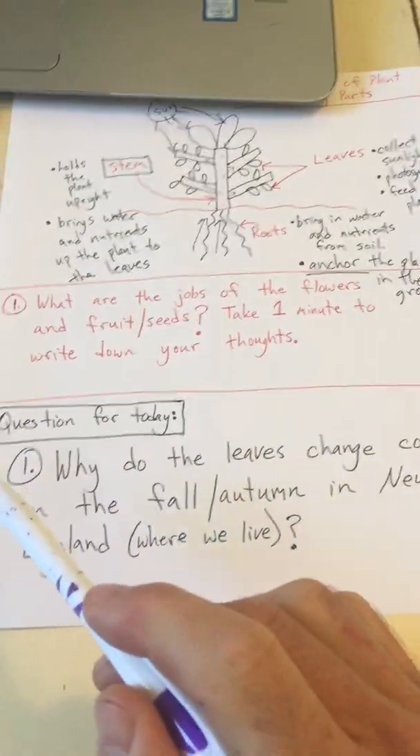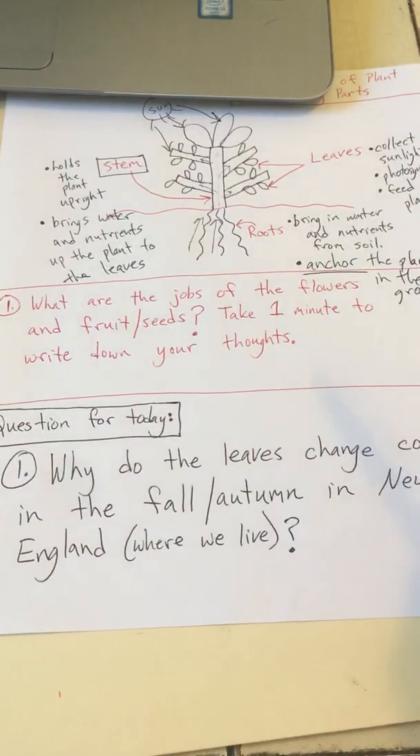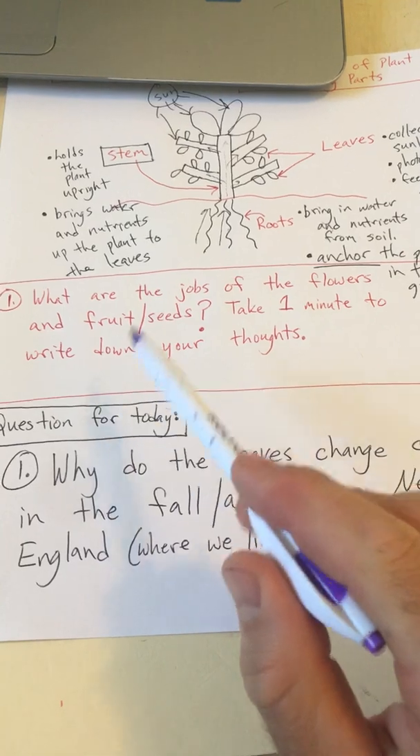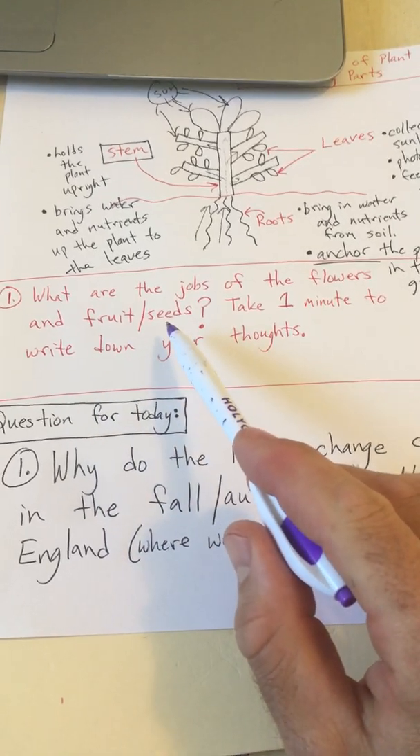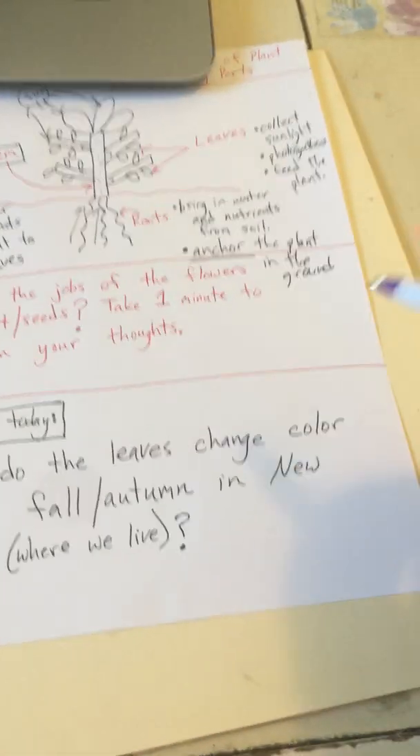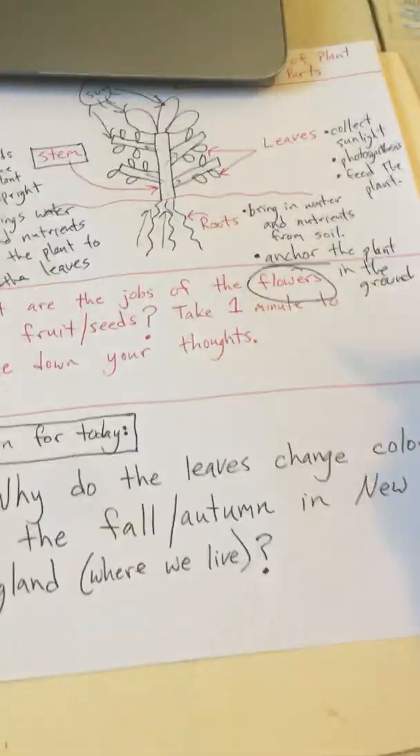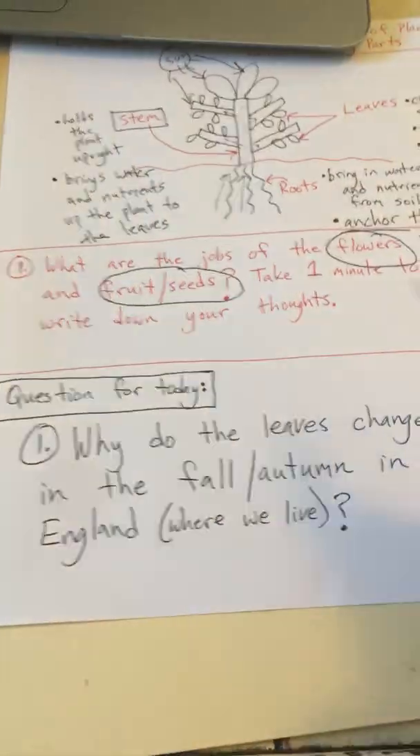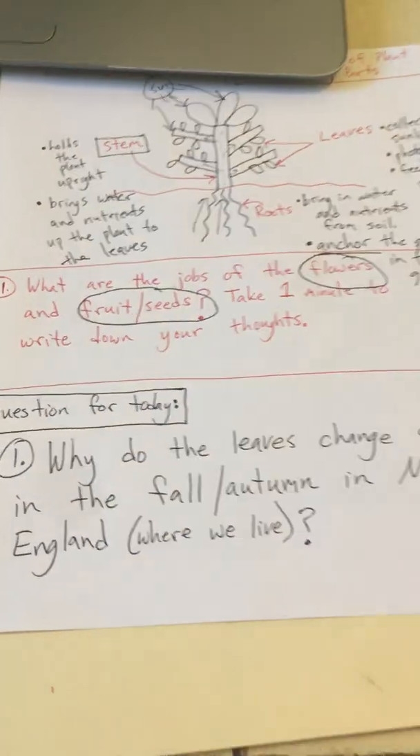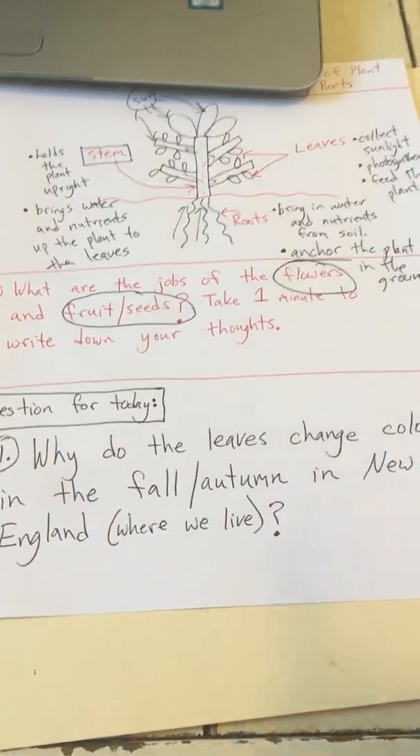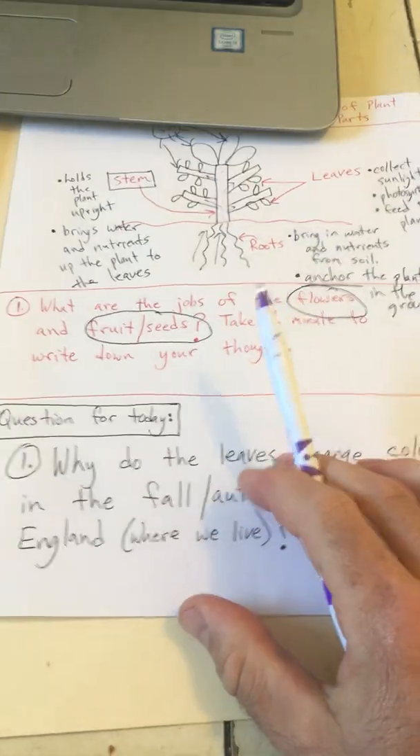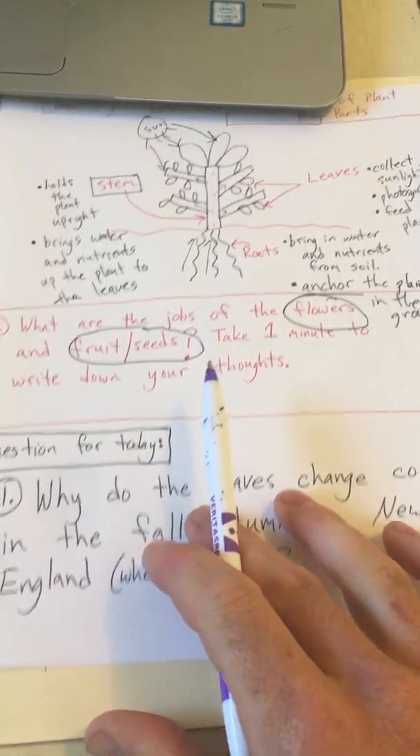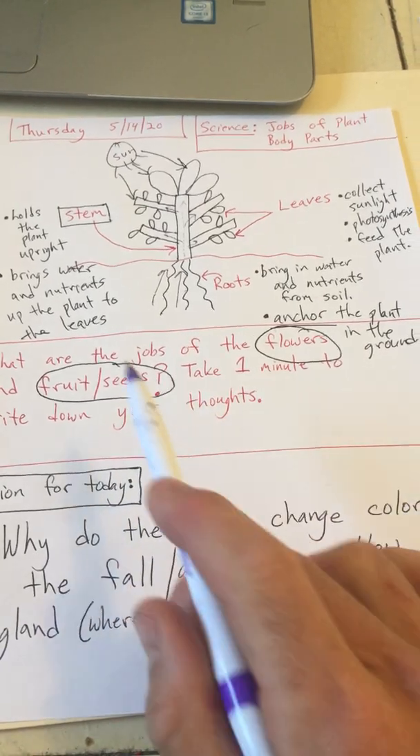Now I want you to take 1 minute, so you can pause this video if you need to, after I read the question. What are the jobs of the flowers and fruits/seeds? Take 1 minute to write down your thoughts. So pause this for a second. What are the jobs of the flowers, and what are the jobs of the fruit? And if that plant doesn't have fruit, then what are the jobs of the seeds? So take 1 minute, write down what you think. What are the jobs of the flowers, and then what are the jobs of the seeds or the fruit?